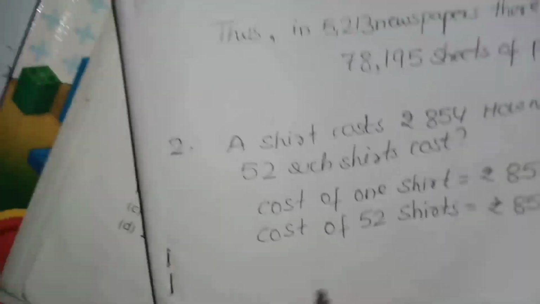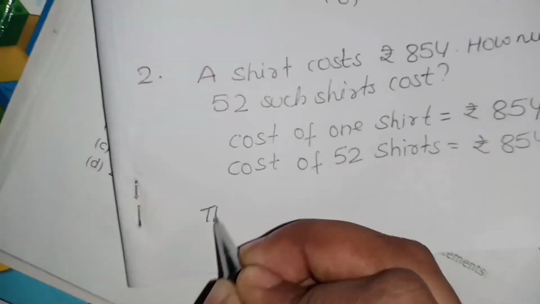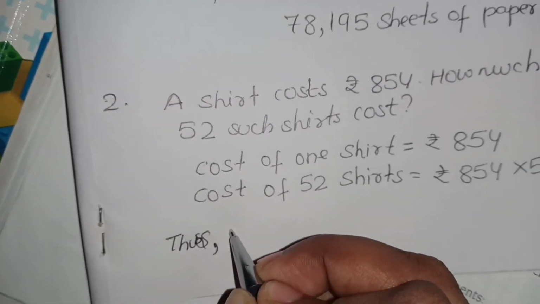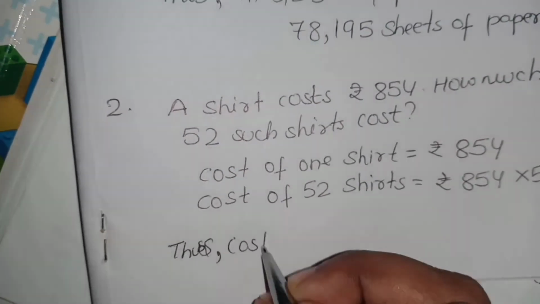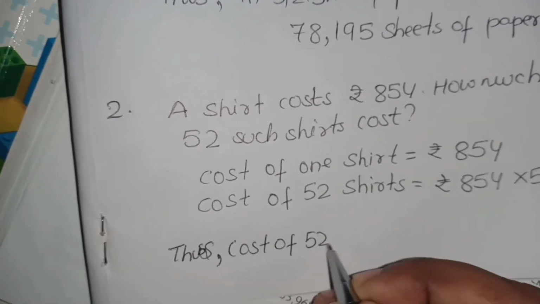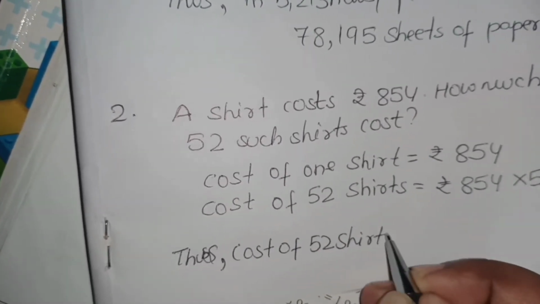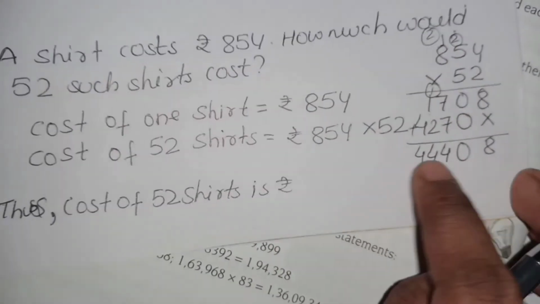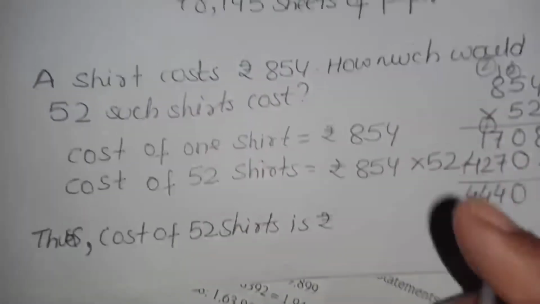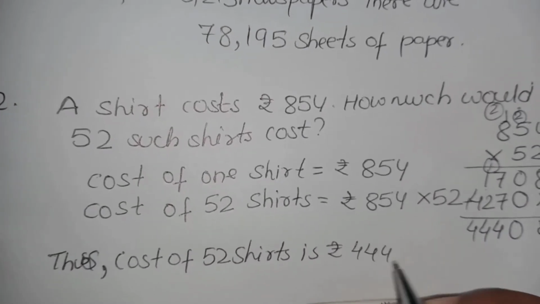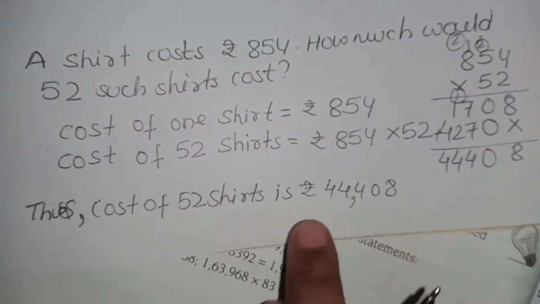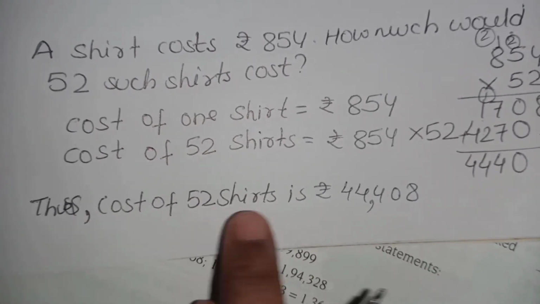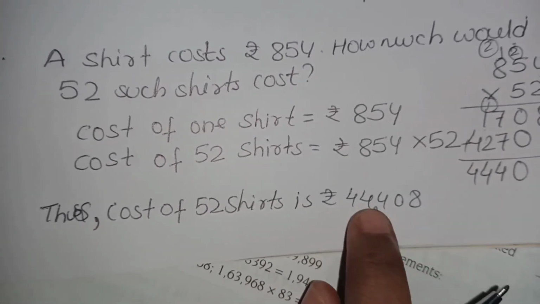Okay, so now let's write here. Thus, cost of 52 shirts is rupees, okay, how much is it? 44,408. Put the comma so that it will be easy for you to read. So thus the cost of 52 shirts is 44,408.